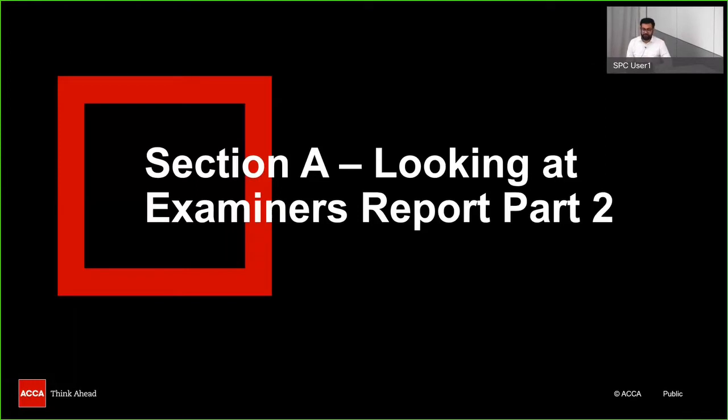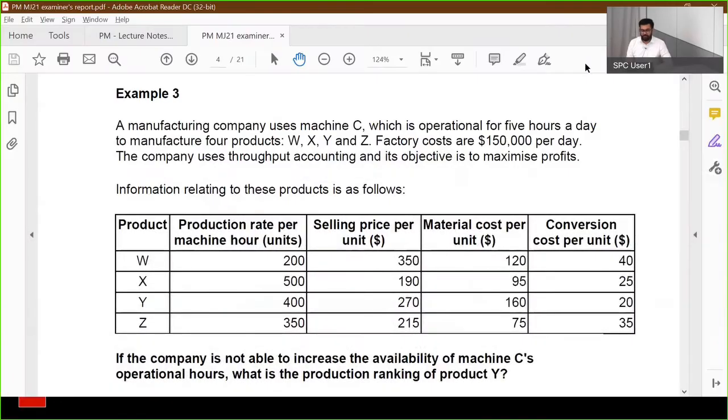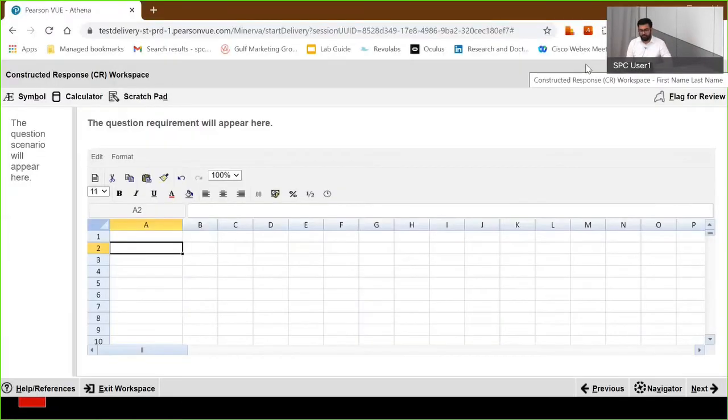Next, we have two more questions from section A, and this time the questions that I have selected are numerical. As these are numerical questions, we will be doing them on the constructed response workspace that's been provided by the ACCA to the students to practice the numerical questions.